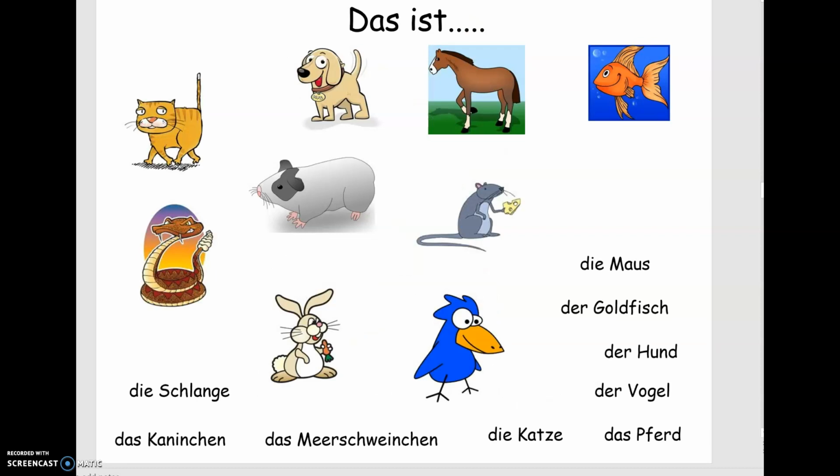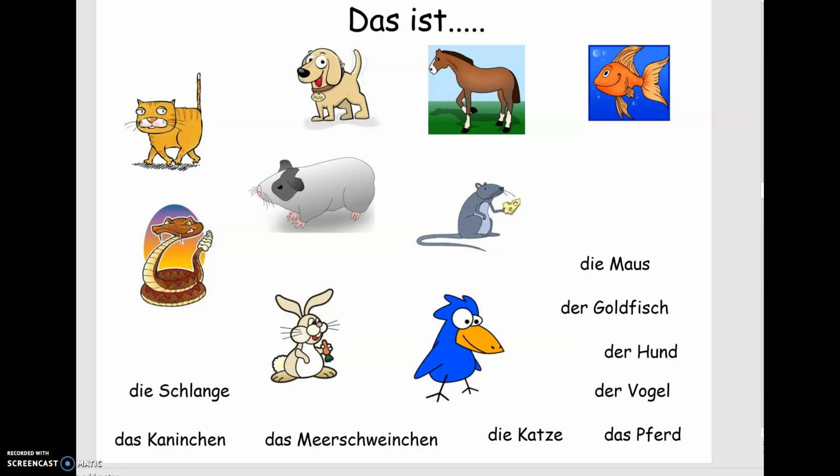Here we have the animals. Das ist was. Was ist das? Which one is which? Can you remember? Have a go. Think. I'll give you a few seconds. See if you can match the word with the name. All right, we have die Maus, der Goldfisch. While I say them, can you point to them? Die Maus, der Goldfisch, der Hund, der Vogel, das Pferd, die Katze, das Meerschweinchen, das Kaninchen, die Schlange.